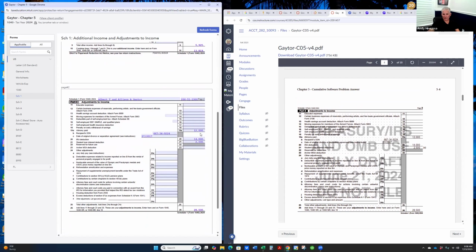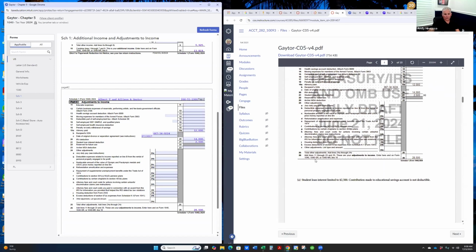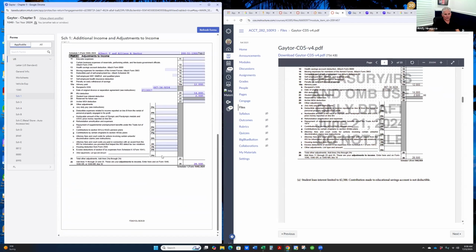We already had the 12,000 of alimony paid. The 14,000 is new. That 14,000 that's added, it's in the tax return as it should be. The student loan. Even though we entered the total amount of student loan, 3122.45, the system computed that the maximum amount that can be deducted is 2,500. So that's what's listed. We're good to go. 26, 28.5. You see, we're good.